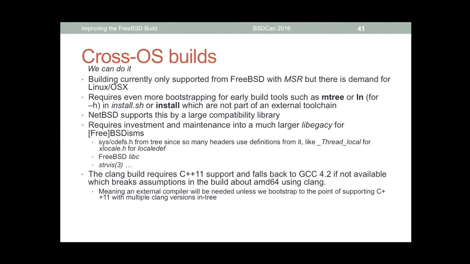And then for building on much older releases, our Clang release currently requires libc++11 to build Clang. So you need to have a recent compiler to even build the tree currently. To fix that, we would have to build two or three compilers and bootstrap our way up to building the latest Clang. I don't know about that.